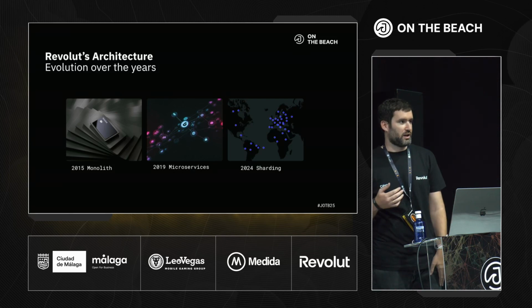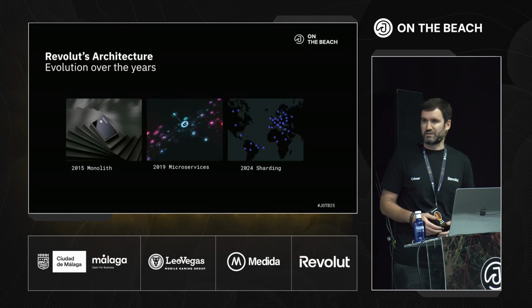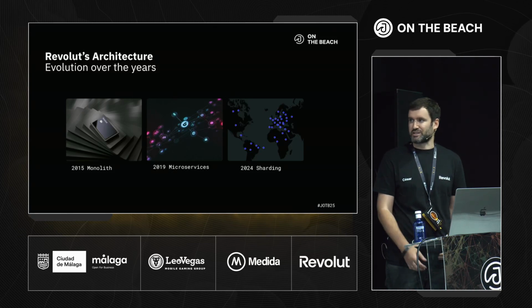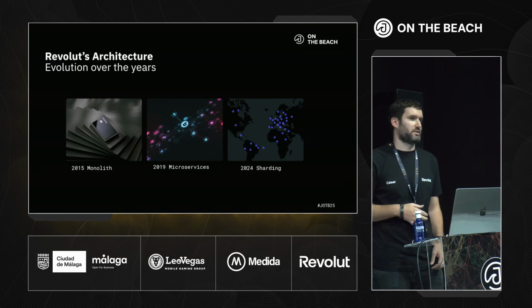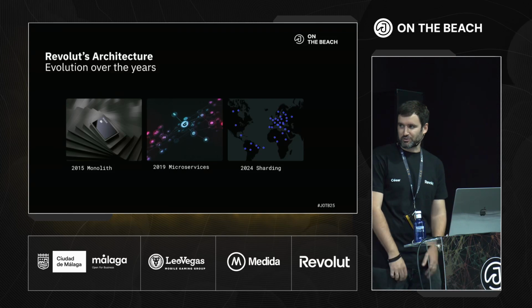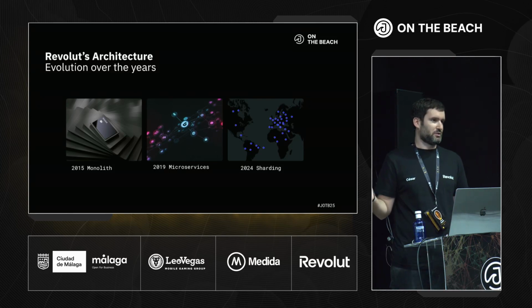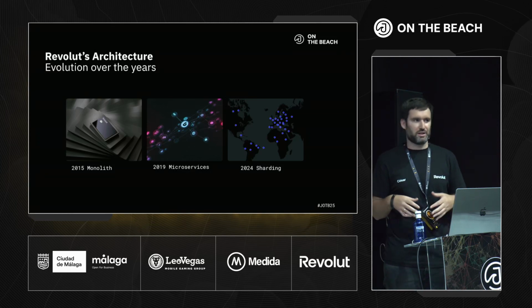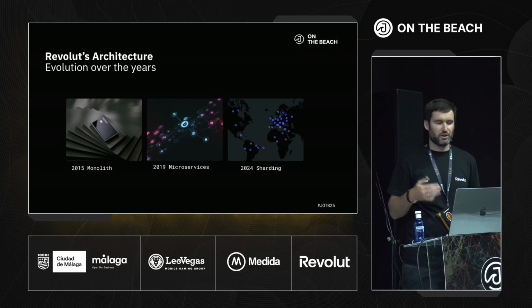So the architecture of Revolut, I would say, has a scale as the typical scale-up company. It started back in 2015. It started like many companies, as a monolith. This particular monolith was kind of an anti-pattern. It was one monorepo, but reading and writing from the same database, with all the problems that was causing.